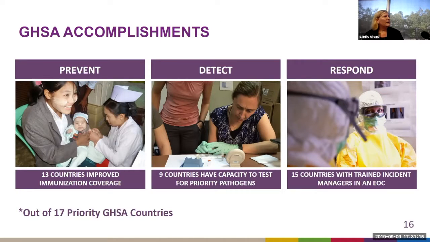In the detect arm, we have seen 9 of the 17 countries who have built their capacity to detect the pathogens that they want to detect, that they've got reagents, they have laboratorians with skills, and that is sustained. And we have seen this in 9 countries, and this is great progress. And then in the area of emergency operations and having trained incident managers who lead a response, we've seen 15 of the 17 countries have trained their incident managers in an emergency operations center, and they have actually activated and had responses and been able to respond rapidly.